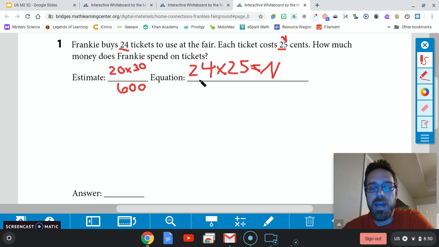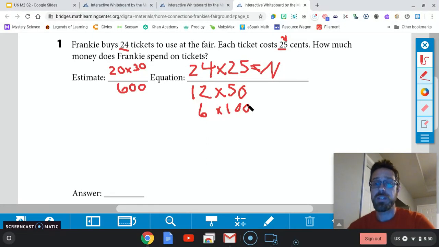So let's see. I can only have even numbers. So that would be 24. So if I half that, that would be 12. And then I would have to double 25, and that would be 50. All right, well, 12 times 50, not the easiest to do. But again, this is still an even number, so we can half again. That would be 6. Ooh, and if I double 50, that would be 100. And that gets us to a really friendly and really easy multiplication. 6 times 100, well, 6 times 100 is 600.